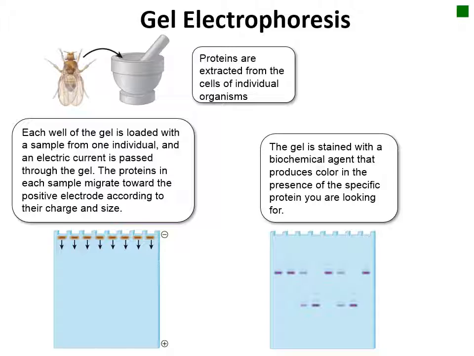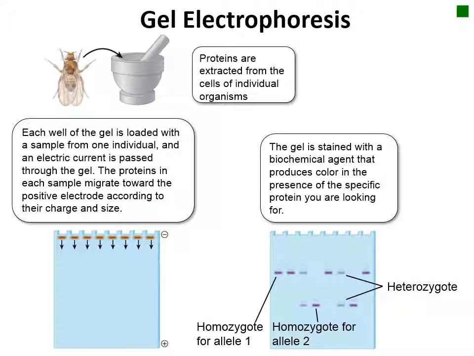If an individual is homozygous for a particular gene, then they will only express one type of protein, which will produce a single band on the gel, such as this individual here, who is homozygous for allele 1, or this individual who is homozygous for allele 2. But if an individual is heterozygous for the gene, then they will express two types of the protein, producing two different bands on the gel, such as this individual here.